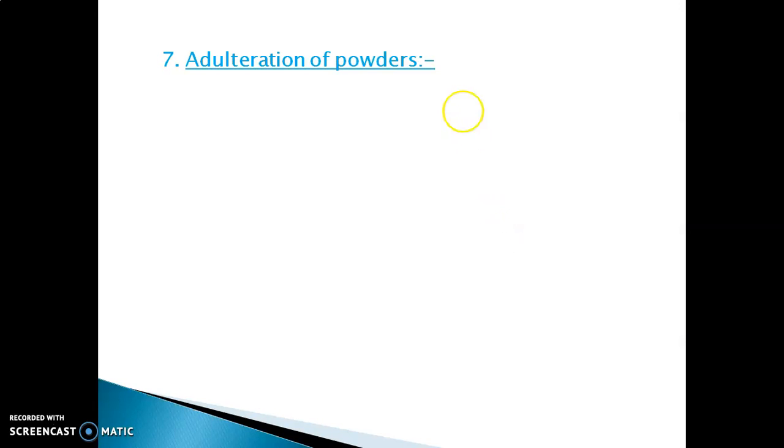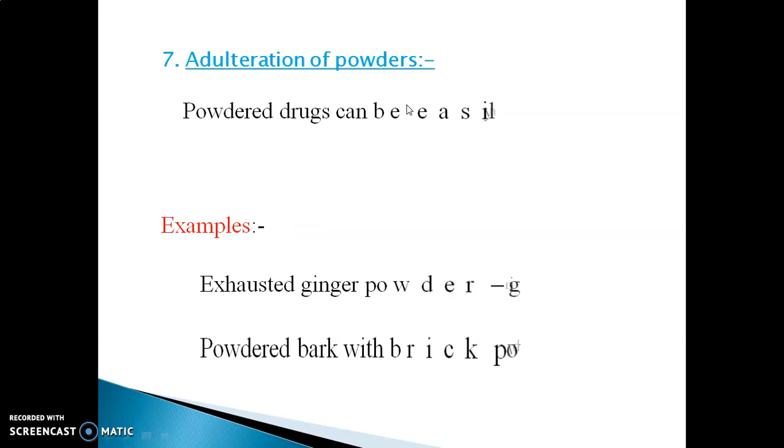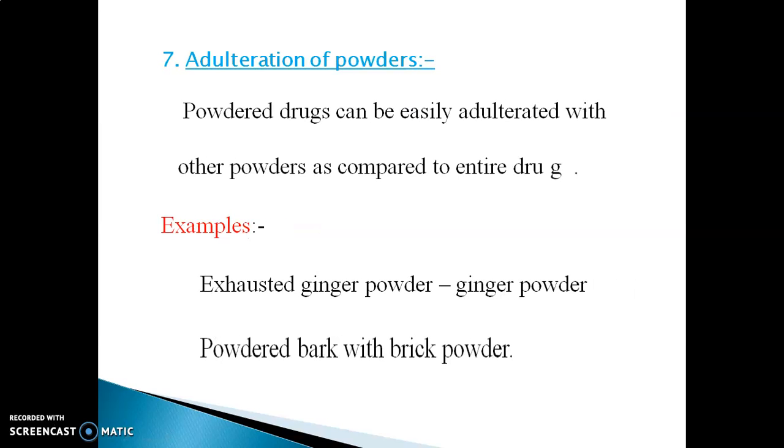Then seventh method, that is adulteration of powder. Here again powder adulteration can be very easy, because if we take a powder of different leaves, that is genuine drug and the adulterated one, both powders are having similar morphology. So on that basis, these powders can be easily adulterated. For example, exhausted ginger powder is having same color as that of the ginger powder, so it gets easily adulterated. And powdered bark is generally adulterated with the brick powder, because these are having the brownish color.